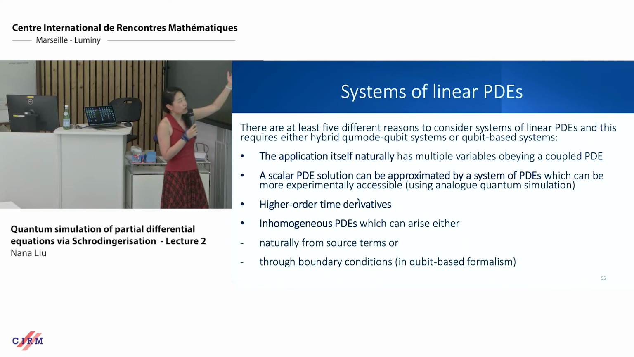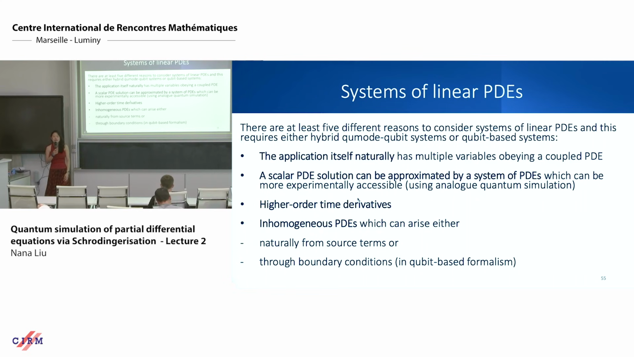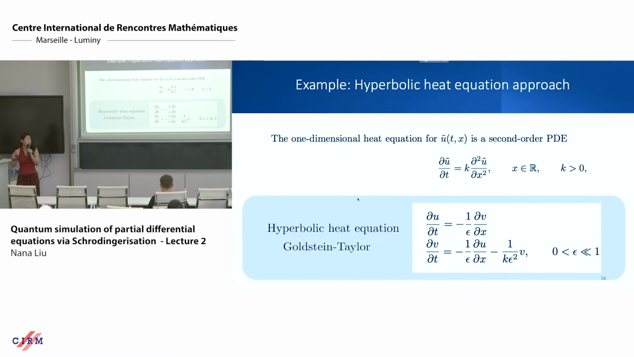And if we're dealing with higher order time derivatives here, then we can also approximate or transform this into a system of PDEs. Also, when we have inhomogeneous PDEs, we can rewrite this as a system of linear PDEs. Inhomogeneous PDEs can arise naturally, as you would from source terms, or if we're in the discretized formalism and want to input boundary conditions, inhomogeneous terms can also happen that way as well. We'll see some examples of that.